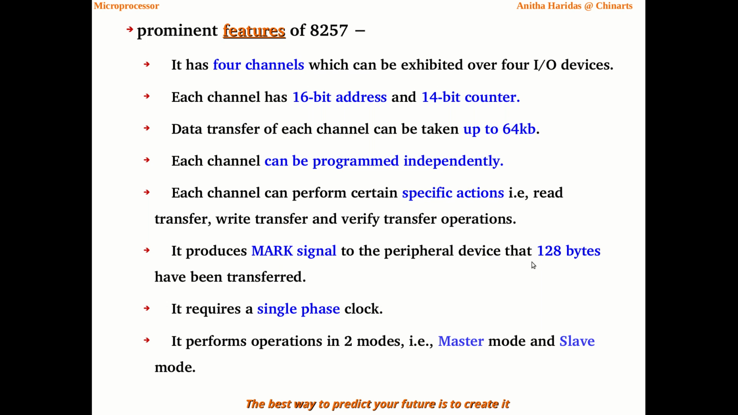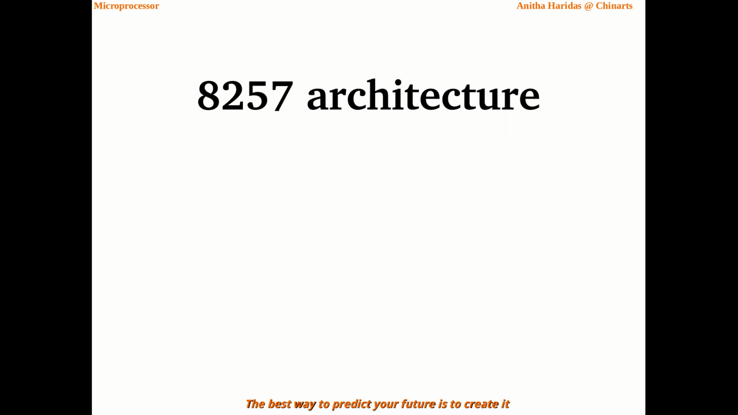And whenever 128 bytes have been transferred, a mark signal will be produced to the peripheral device. Then the 8257 requires only a single phase clock and it will perform the operations in two different modes. One is the master mode, the other one is the slave mode. Okay, now we are going to see what is the architecture used in 8257.